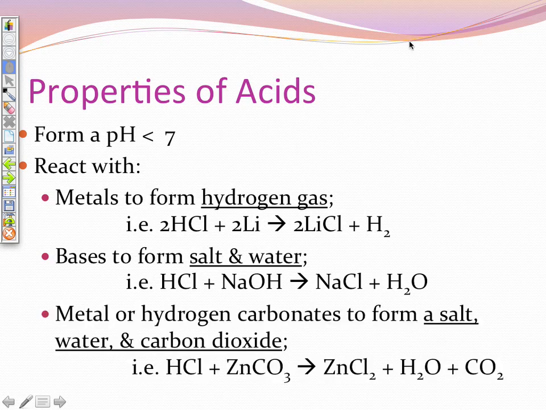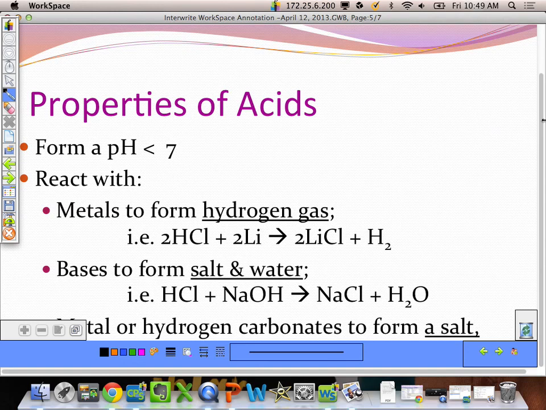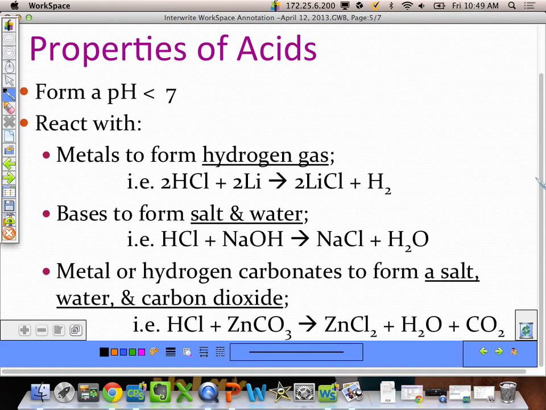So finally, we can react either a metal carbonate or a hydrogen carbonate, and we will form salt, water, and carbon dioxide. So my example here, hydrochloric acid plus zinc carbonate. So in this one, I have a metal carbonate, not hydrogen carbonate. And I form my salt, which is my ionic compound, ZnCl2, plus water and carbon dioxide.